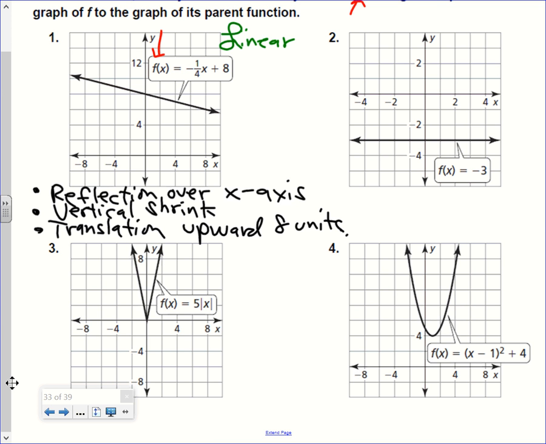Number 2. What family does that puppy belong to? It's a horizontal line, straight, no slant. Can someone tell me the family? Constant. Go write, constant. Remember, there's only 4 to choose from. All right. Now, how does that child compare with the constant's parent? If I look at the constant's parent, it looks like this. Look on the other side, on the bottom. The constant's parent is a horizontal line at 1. Here's the constant's parent right here.